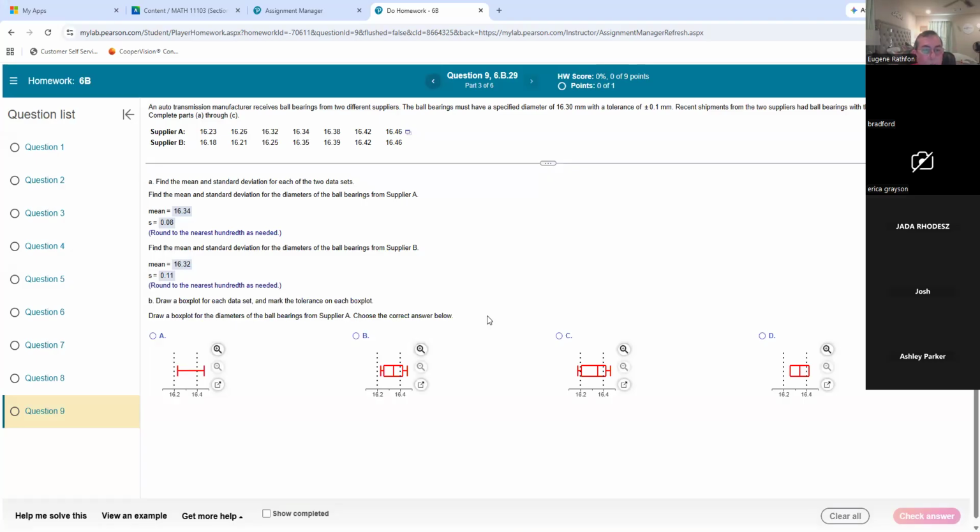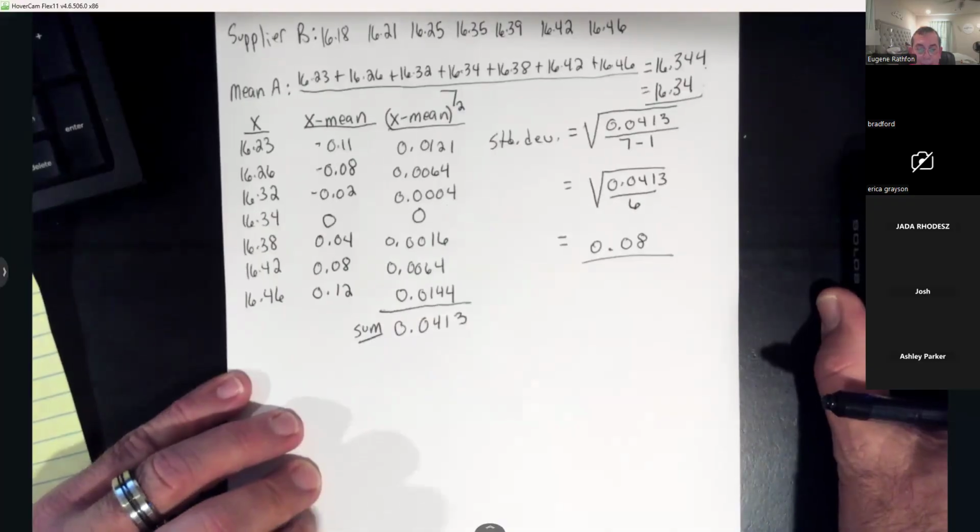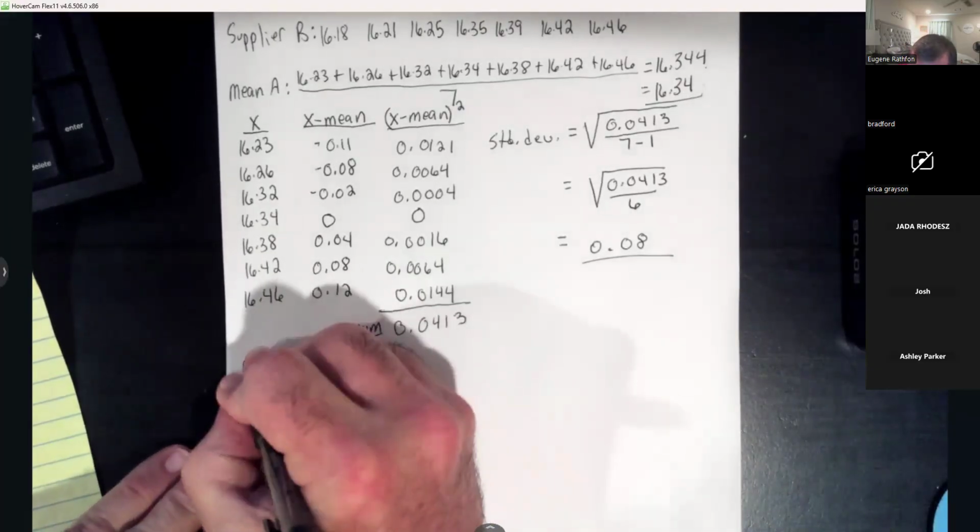So they want us to draw a box plot for the data from A and B. So y'all, let me show you how you're going to draw a box plot. All right, so let me go back to my pad. So this is my data for A again. I'm going to pull this down now. So now we're going to do a box plot.